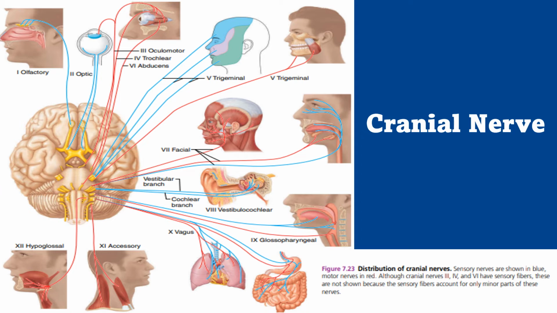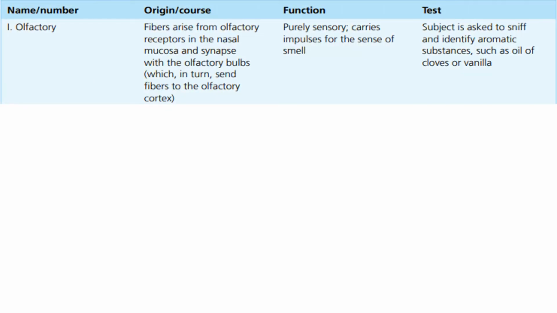Then we have cranial nerves. Distribution of cranial nerves. Sensory nerves are shown in blue in the diagram and the motor nerves are in red. Although cranial nerves 3, 4 and 6 have sensory fibers, these are not shown because the sensory fibers account for only a minor part of these nerves. Let's look at each cranial nerve separately. Starting with number one, the olfactory nerve.